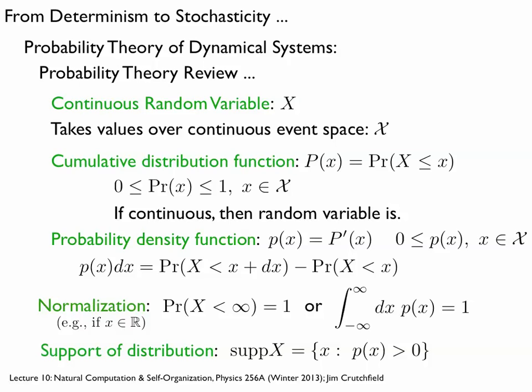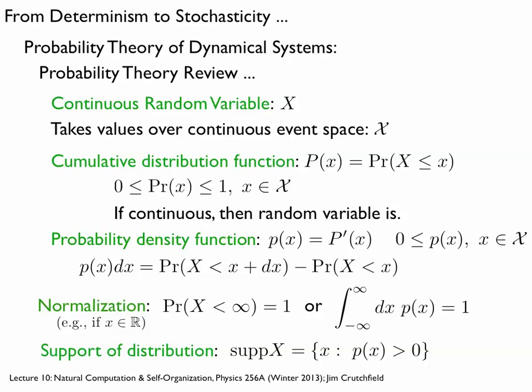Think the real line. And we have two different ways of specifying the probability of events. In fact, when we have a continuous event space, it's a bit of an issue what an event is. If I say X takes on the value 1 over pi, that's a very specific event. In fact, it's so specific, that particular thing will never occur under most distributions. So as a consequence of that issue, there are two ways to talk about probability over continuous random variables.